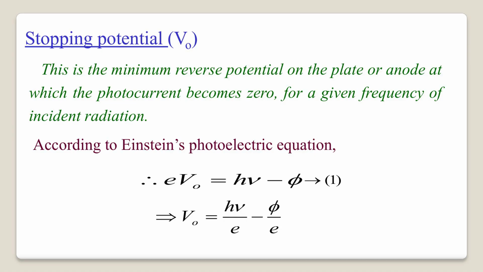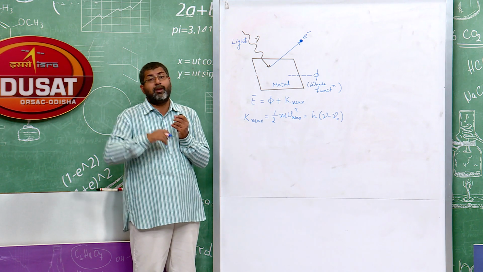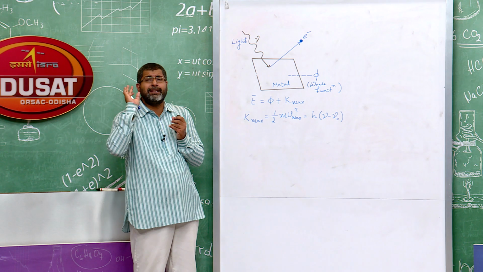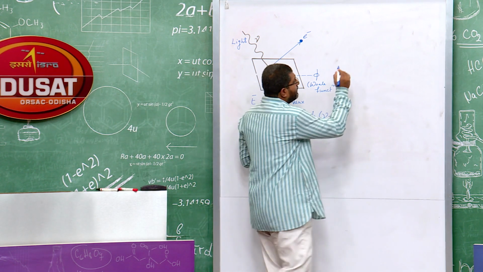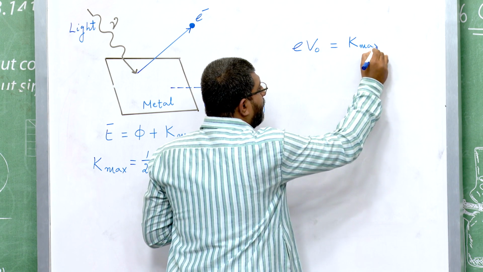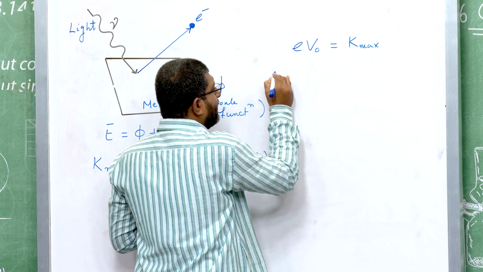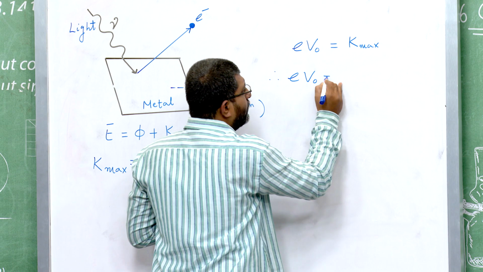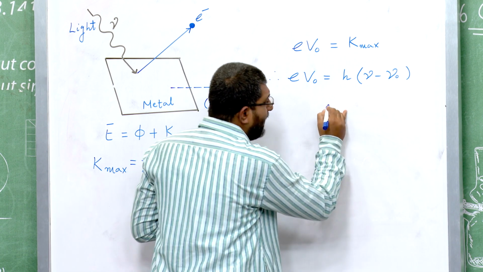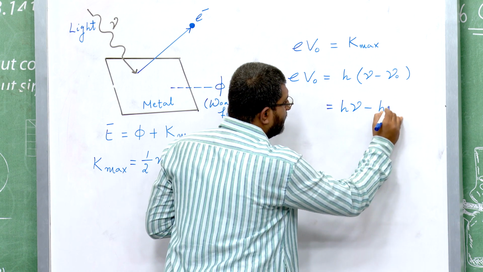What is stopping potential? This is the minimum reverse potential on the plate or anode at which the photocurrent becomes 0 for a given frequency of incident radiation. When the electron in the metal is subjected to this stopping potential V0, it gains some kinetic energy given by eV0 = K. From Einstein's photoelectric equation, we can write eV0 = h(nu minus nu 0), that is, h nu minus h nu 0.